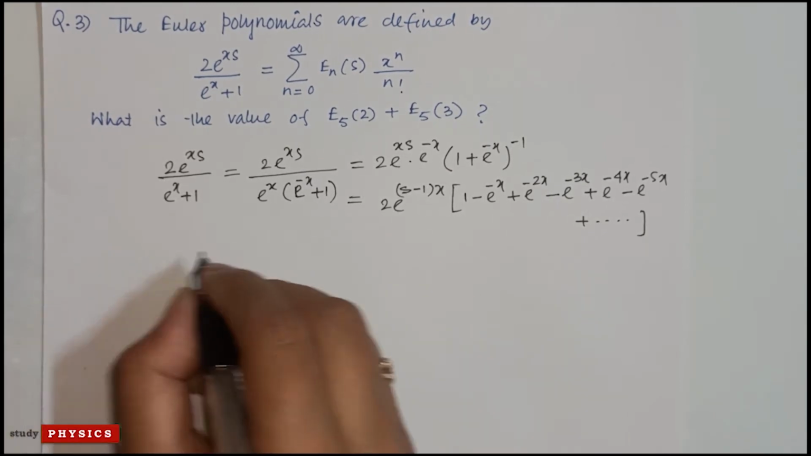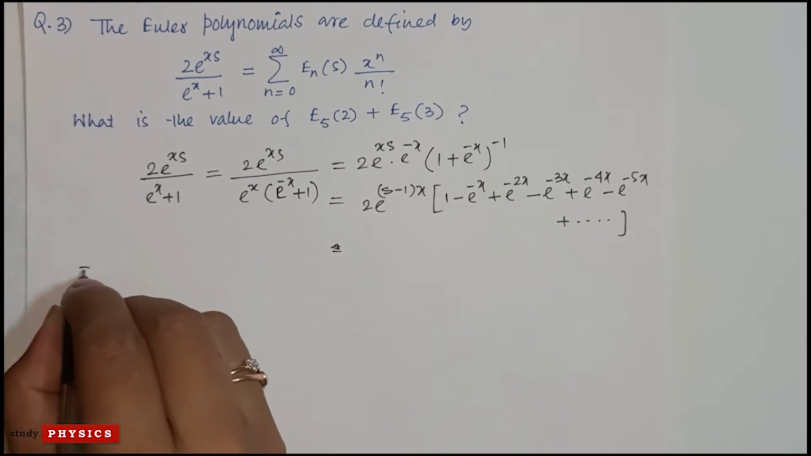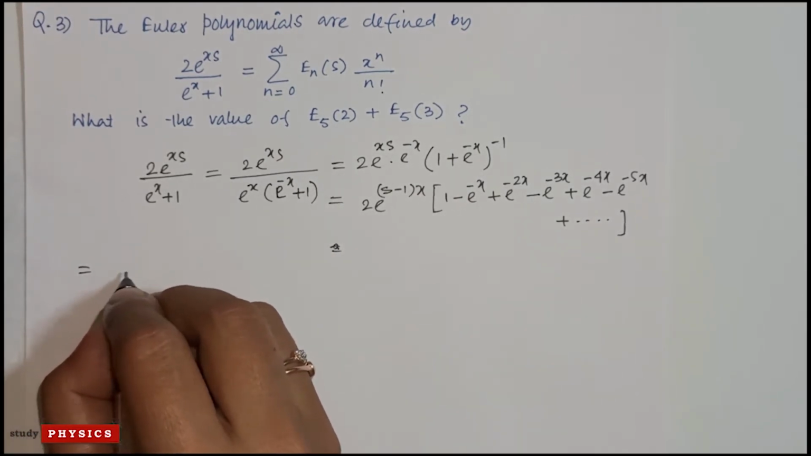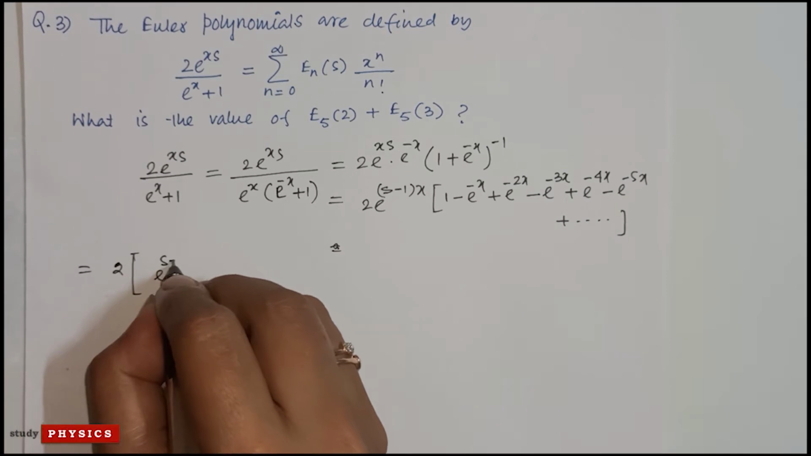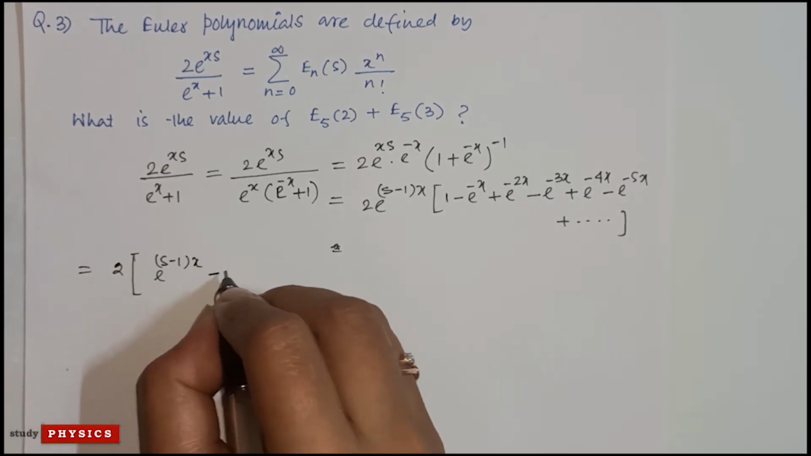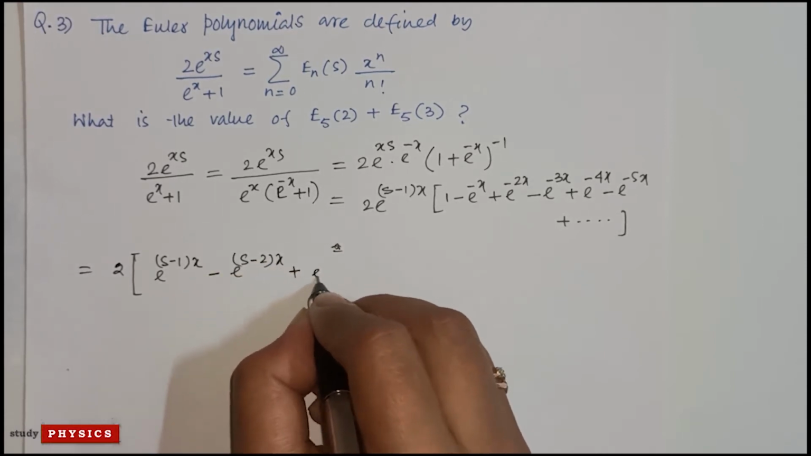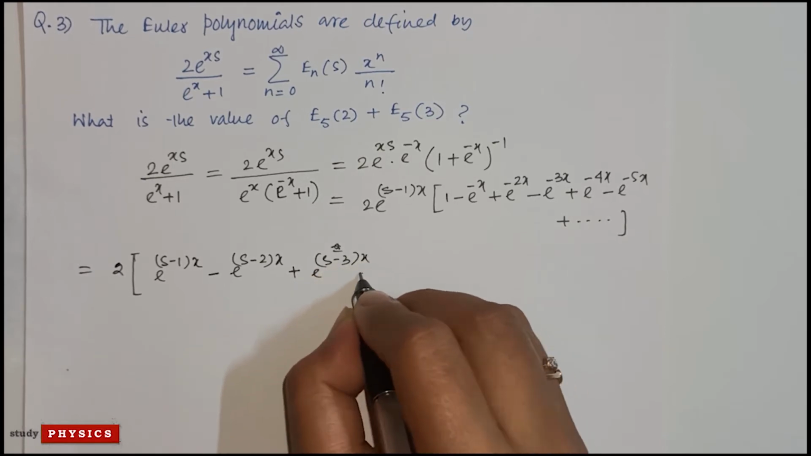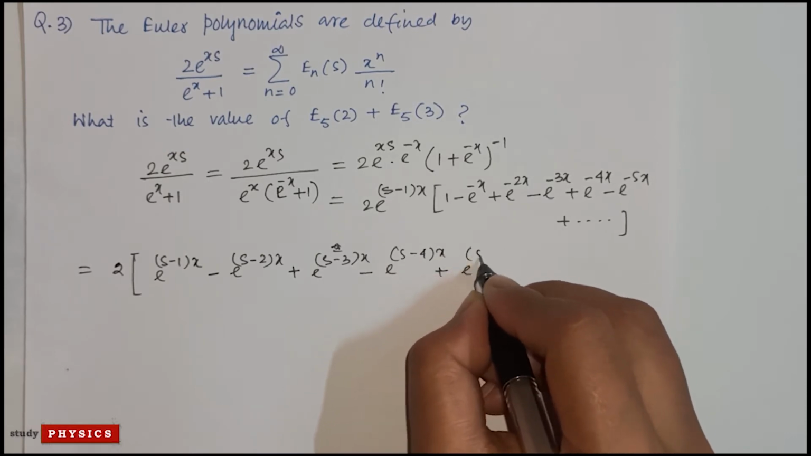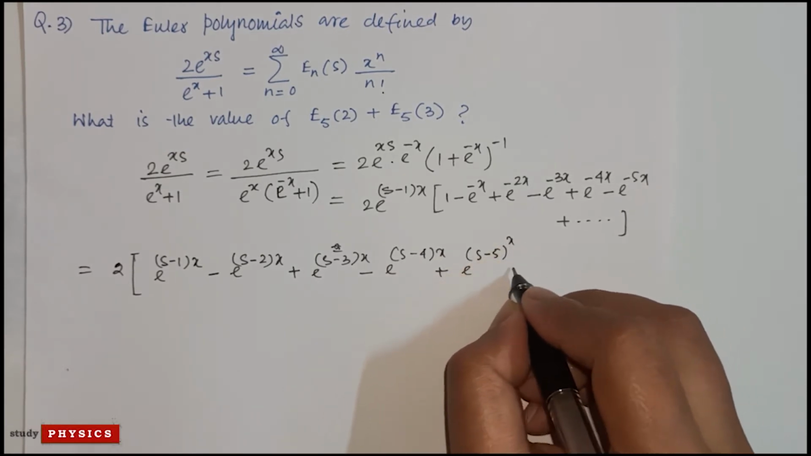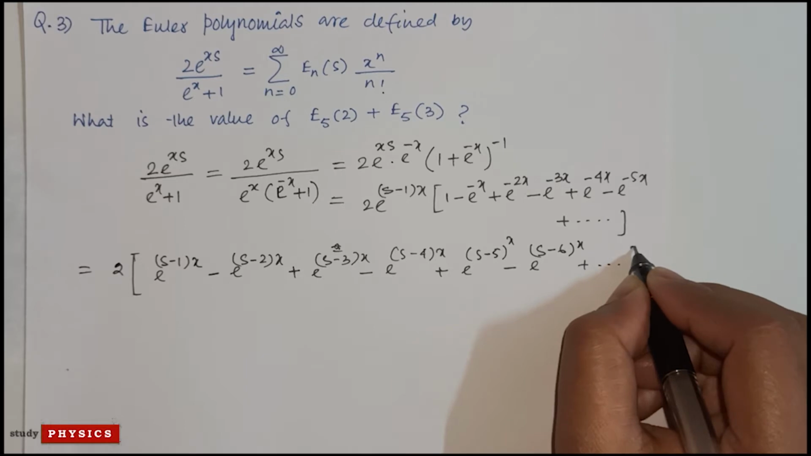So this is equal to, so we can write this as 2 into e to the power (s minus 1)x minus e to the power (s minus 2)x plus e to the power (s minus 3)x minus e to the power (s minus 4)x plus e to the power (s minus 5)x minus e to the power (s minus 6)x and so on.